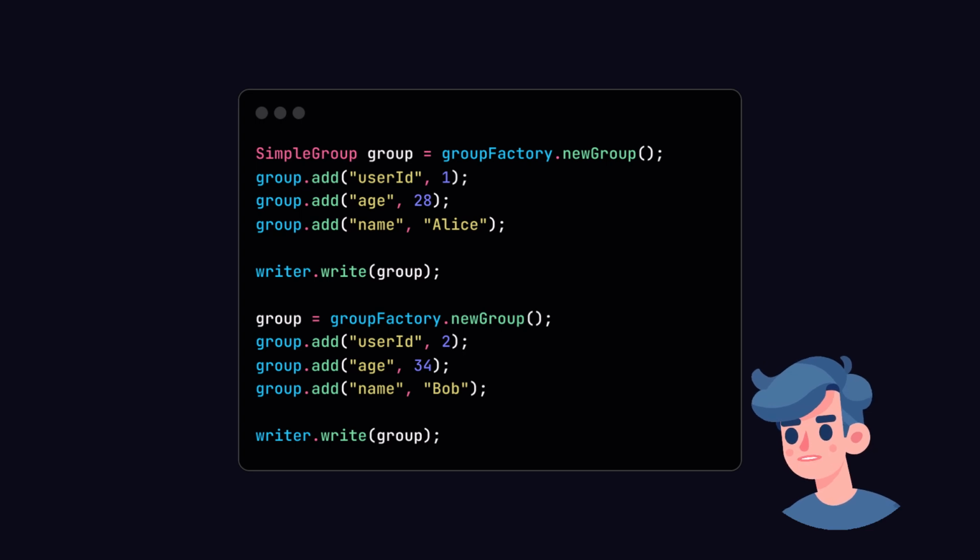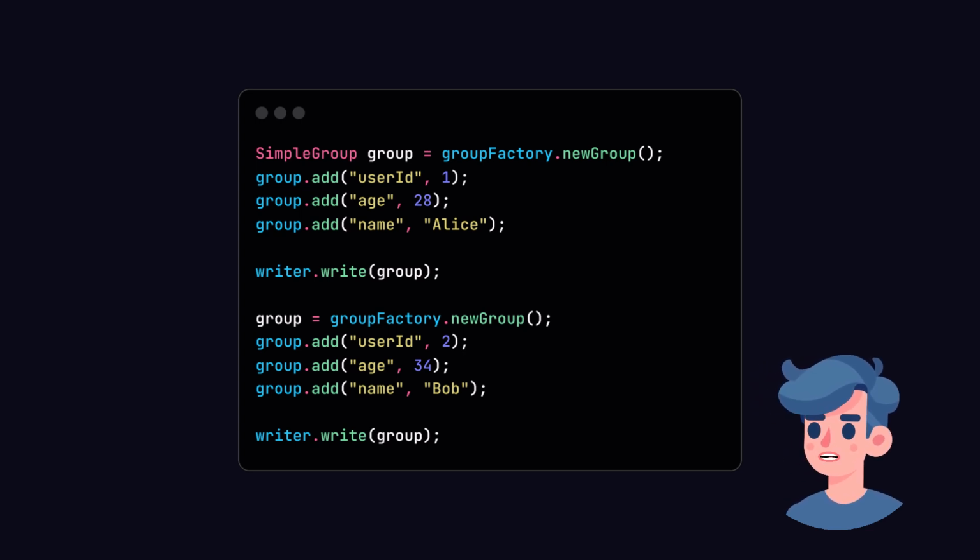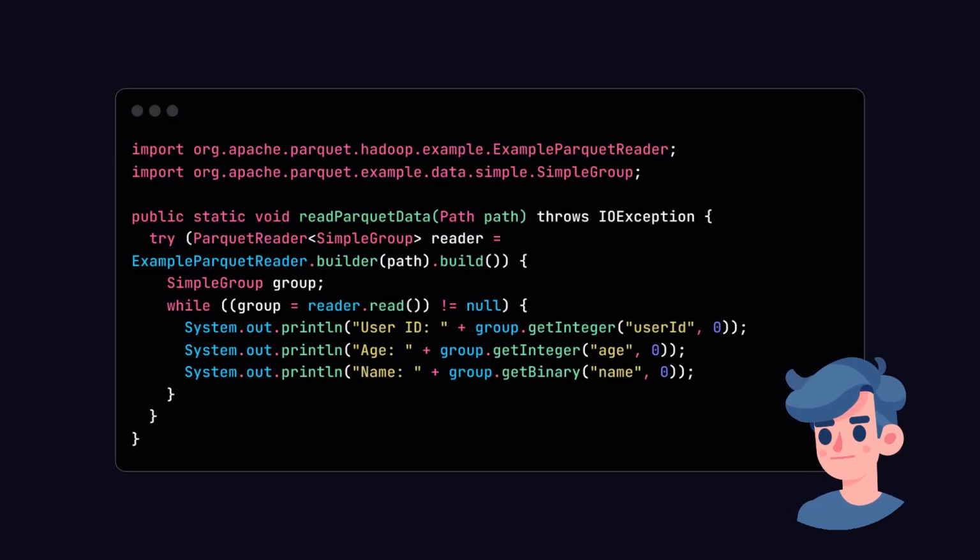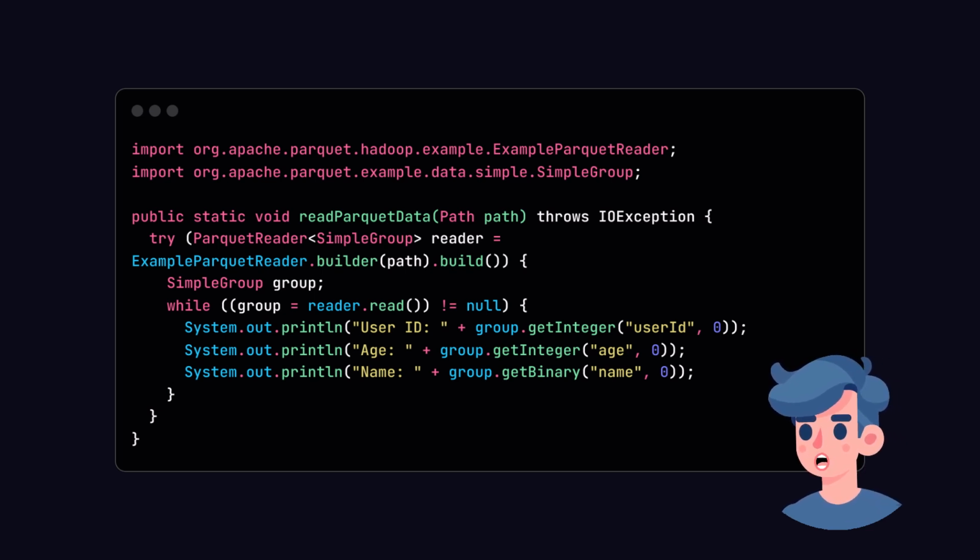Now that we've defined our schema, let's move on to writing some data to our Parquet file. We're going to create a few simple Group instances to represent users and populate them with data. After writing some sample data to our Parquet file, let's move on to reading the Parquet file. We will use the ParquetReader class for this. Here's how we can read the data back that we just wrote.